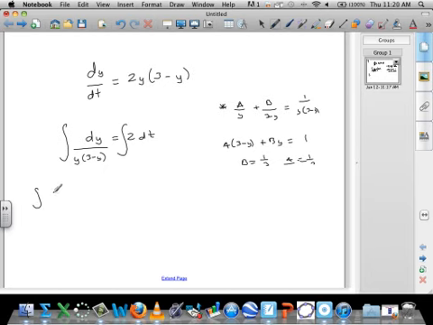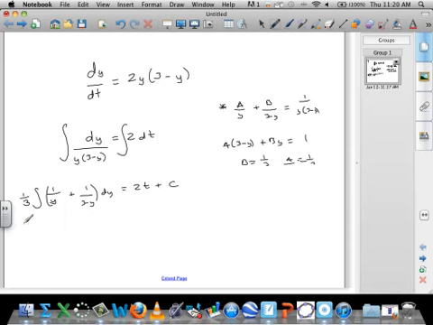Decomposing that fraction, we now have, well, 1/3 is common to both, so I can pull the 1/3 out front. And I have 1 over y plus 1 over (3 minus y) dy. And now I'm ready to integrate, and I'll go ahead and finish the right side right now. That's going to be 2t plus a constant.